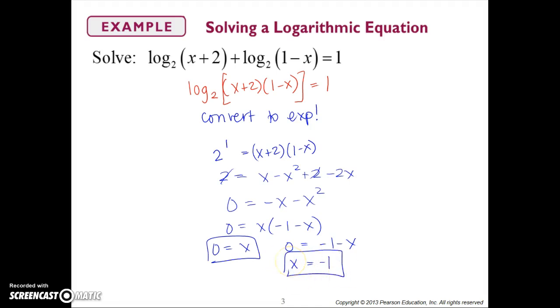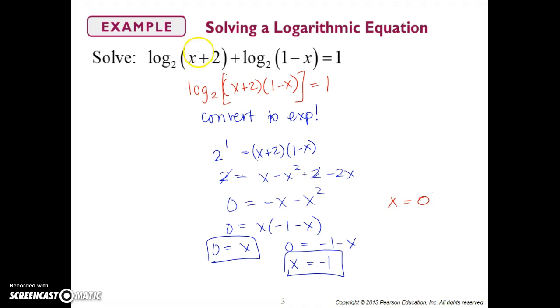So now, remember, we have to look for extraneous solutions. If we plug x equals 0 back in, so you basically want to plug each value back in to the original problem and see if it requires that you take the log of a negative number. So if we say 0 plus 2 is going to be positive, 1 minus 0 is going to be positive. So x equals 0 checks out.